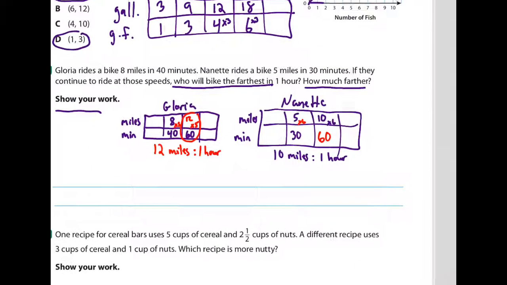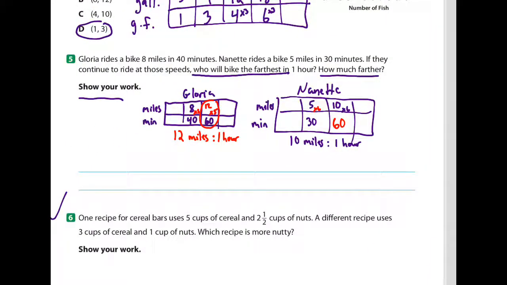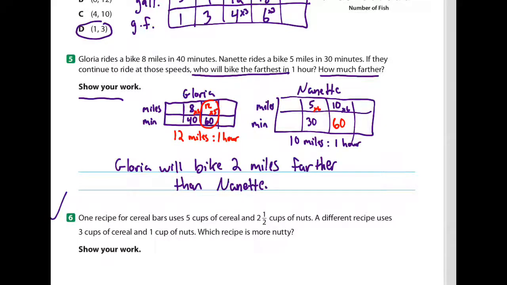So remember, there were 2 questions. Who will bike the farthest? Well, Gloria will, because 12 miles is further than 10. How much farther? Well, 12 is 2 miles farther than 10, right? So I'm just going to answer Gloria will bike 2 miles farther than Nanette. That's a fun name to say, Nanette. All right, if you had that one right and you answered both parts, give yourself a C.